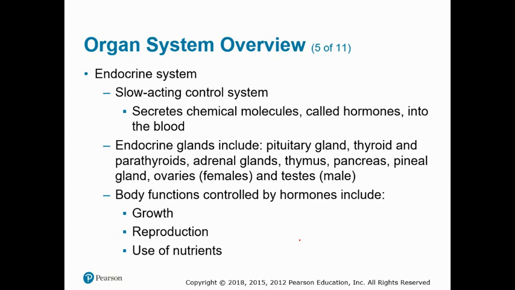Next one is the endocrine system. This is actually a slow-acting control system, and the endocrine system and nervous system work really well hand in hand. The endocrine system secretes chemical molecules called hormones into the blood. Different endocrine glands are the pituitary gland, your thyroid, your adrenal glands, your thymus, pancreas, your pineal gland, ovaries, and testes. This part of the body is controlled by hormones that allow for growth, reproduction, and use of nutrients.